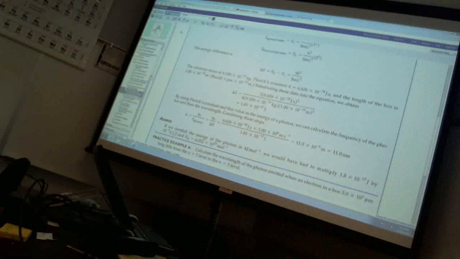What does a psi 2p look like? Can somebody draw a psi 2p? I don't know how many times I drew it in class, a bunch of times. Does this look familiar? Yeah. This is the psi 2p wave function. This is positive amplitude, this is negative amplitude.